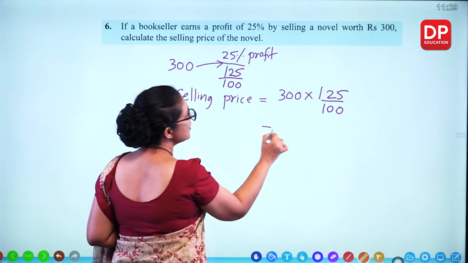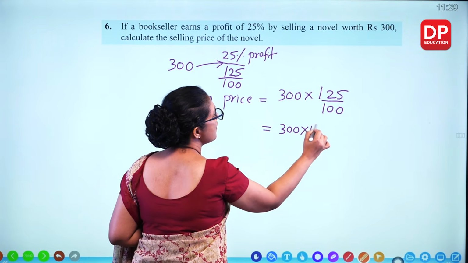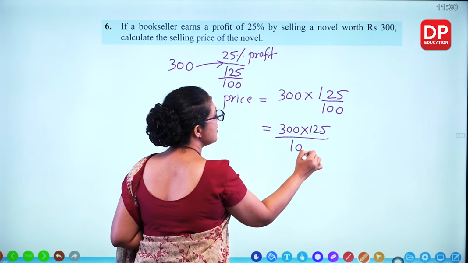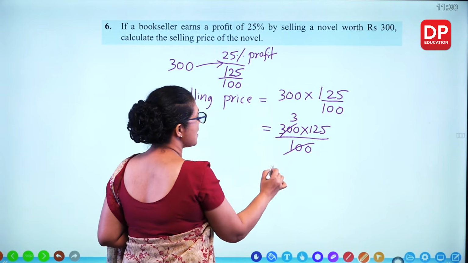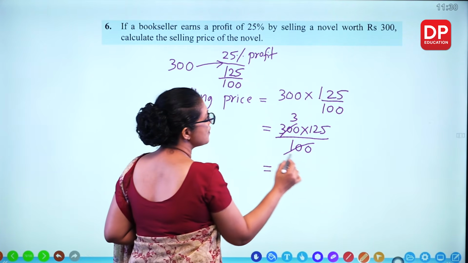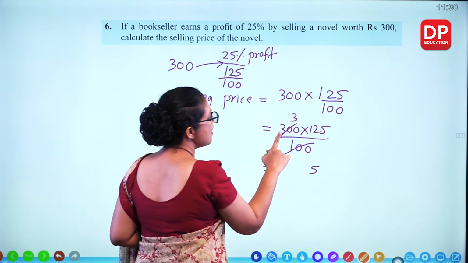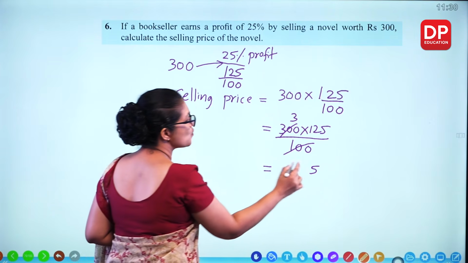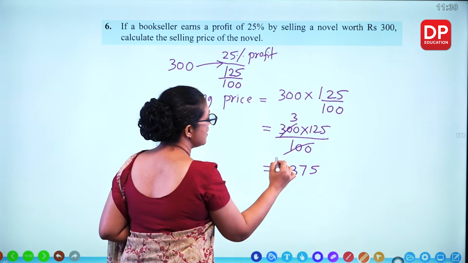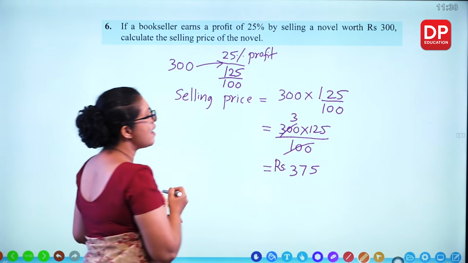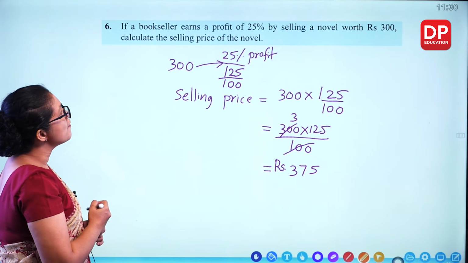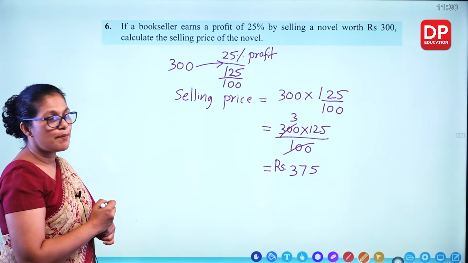Now simplify. 300 into 125 over 100. You get 3 times 125. 3 times 5, 15. 3 times 2, 6 plus 1, 7 and 3. So that's 375 rupees is the selling price.